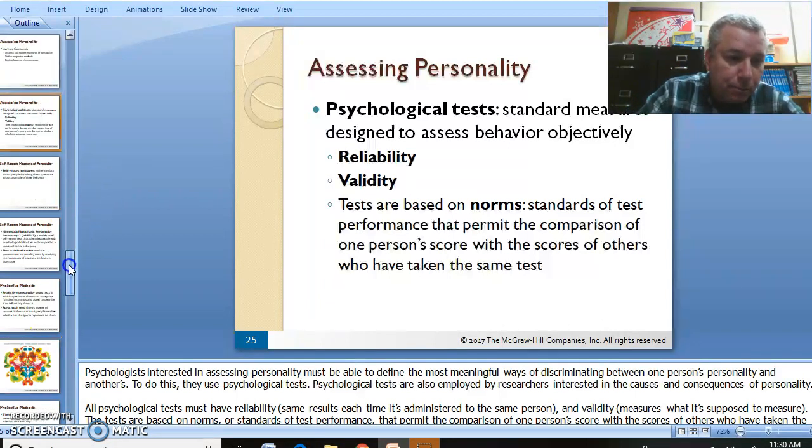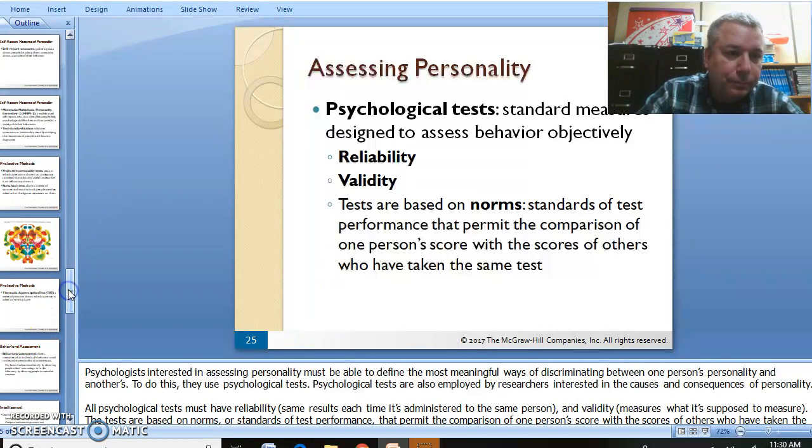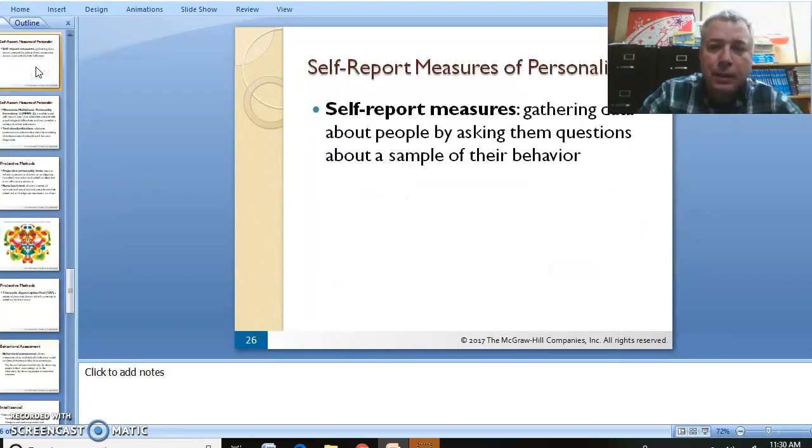Okay, let me move down here a little bit. One way is self-report measures, asking questions, maybe a survey, maybe a Rorschach Inkblot test where you look at an image that is very ambiguous, and so you apply meaning to an image that has no meaning to it. Like I was saying earlier, human beings are very good at applying meaning to things that are meaningless all the time.